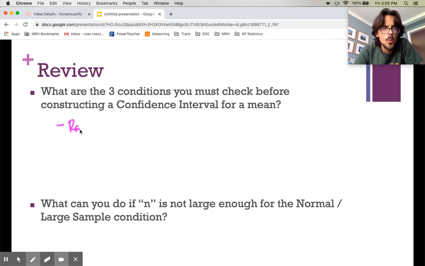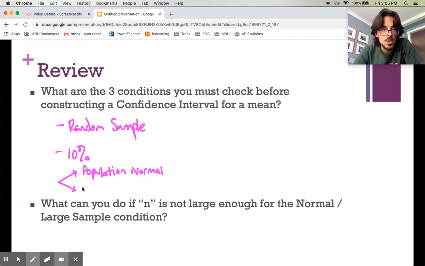So pause me if you want to write them down yourself. We have our random sample condition. Data needs to come from an SRS. We have our 10% condition. And then we have one of two things that we can do for that third condition. We can either establish that the population is normal, or if we don't know the population is normal, if our sample size is at least 30, we're still good to go. That result was called the central limit theorem.